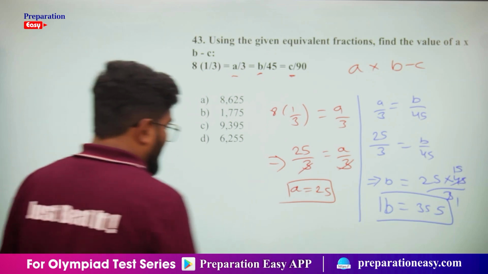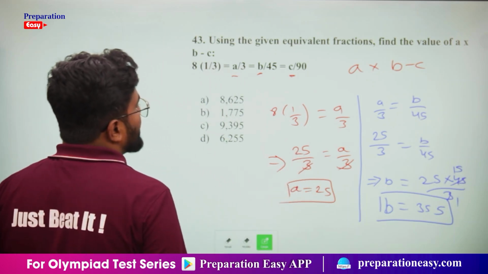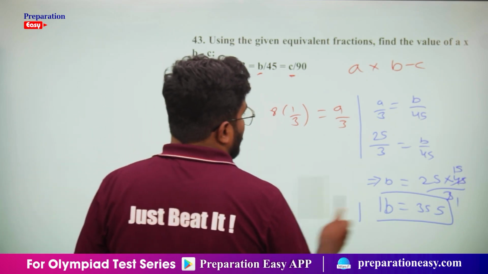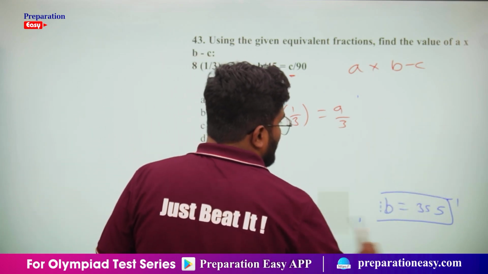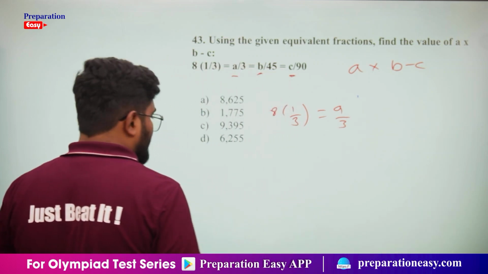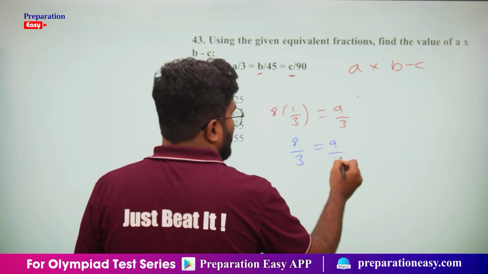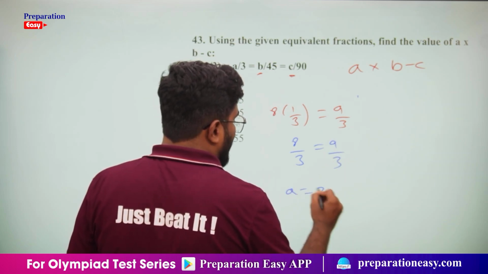Okay. Sorry, this is not a mixed fraction, it is directly multiplication. So 8 by 3 equals a by 3. So a would be equal to 8.